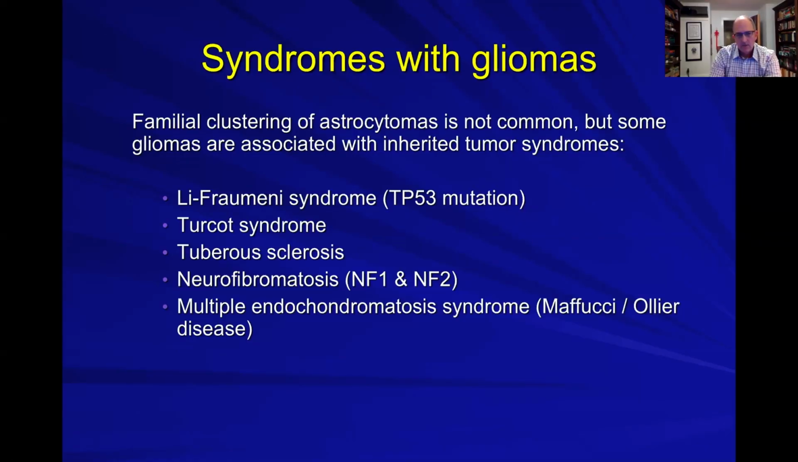I mentioned earlier a couple of genetic syndromes. So there are a few syndromes where gliomas can occur. Of course, it's not very common to see these. So we typically don't screen family members who present with the glioma for these syndromes, but it's something to keep in mind.